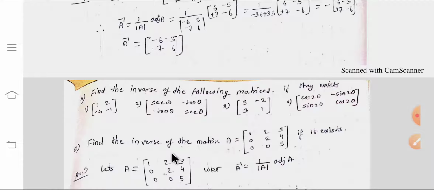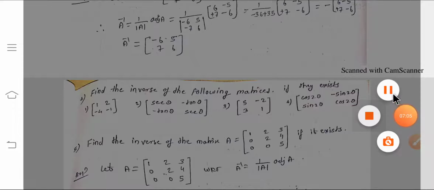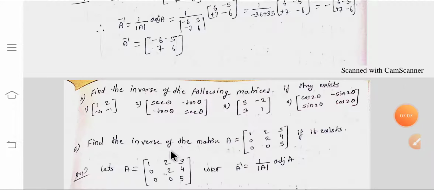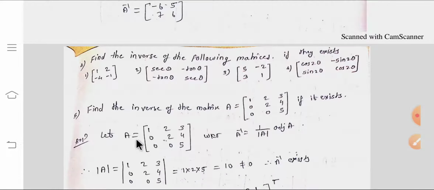Now we see one more example, that is finding the inverse of a matrix of order 3. Here the given example is: find the inverse of the matrix A = [1 2 3; 0 2 4; 0 0 5], if it exists. We keep the given matrix as it is, that is, let A equal the given matrix [1 2 3; 0 2 4; 0 0 5].